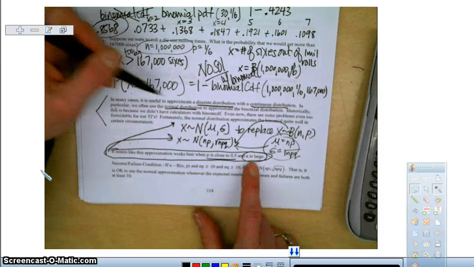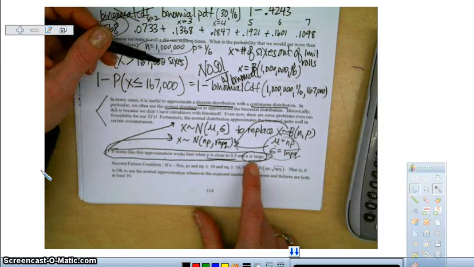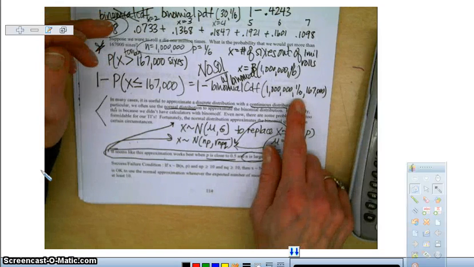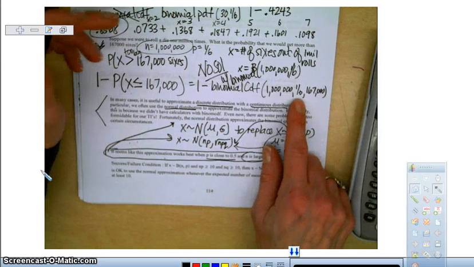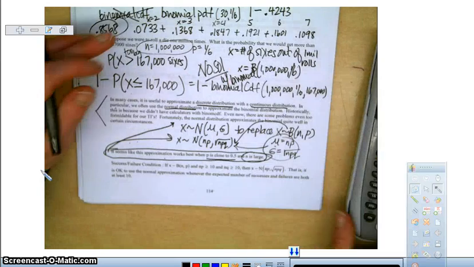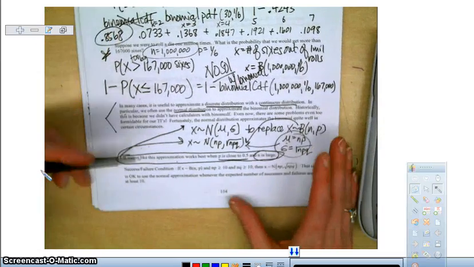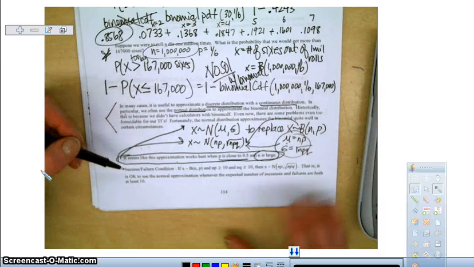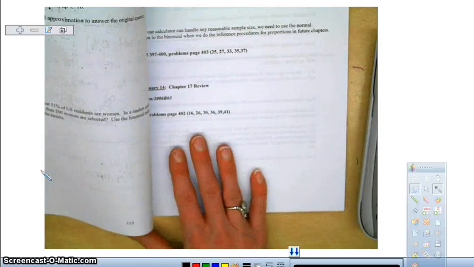Is our n on our second one when it's 1,000,000, is that large? Now, is 1/6 close to 0.5 for a probability? No. So this may not be the best example to use to change. Okay, oh well. I don't even know if we're going to do this one. All right, we'll probably do a different one.